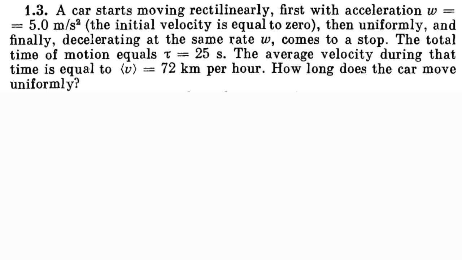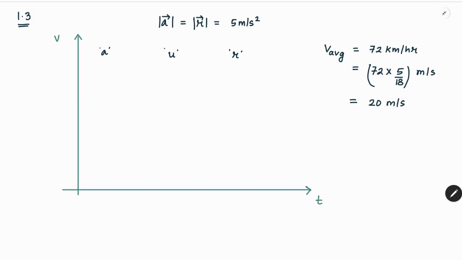So this is an interesting problem, and to solve it we will try to depict the situation graphically. So let us begin analyzing the situation. We will first of all draw the graph. The magnitude of acceleration and retardation is given to us as the same, 5 meter per second square, and the average velocity is 72 kilometers per hour, which we have converted to meter per second. Now in the problem it is stated that it starts with initial velocity 0, and we are depicting it in a VT graph.